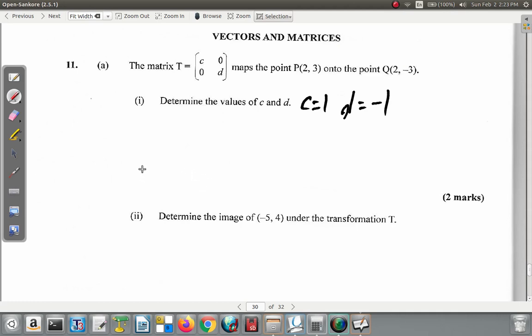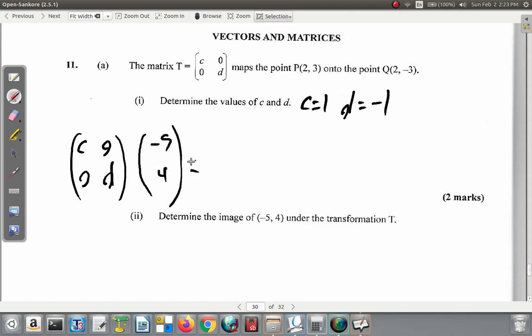So what you do, you're going to have C0, 0D multiplied by (-5, 4). Well, you know what C and D are, so C is 1, and D is negative 1. So we have 1, 0, 0, negative 1, multiplied by (-5, 4).